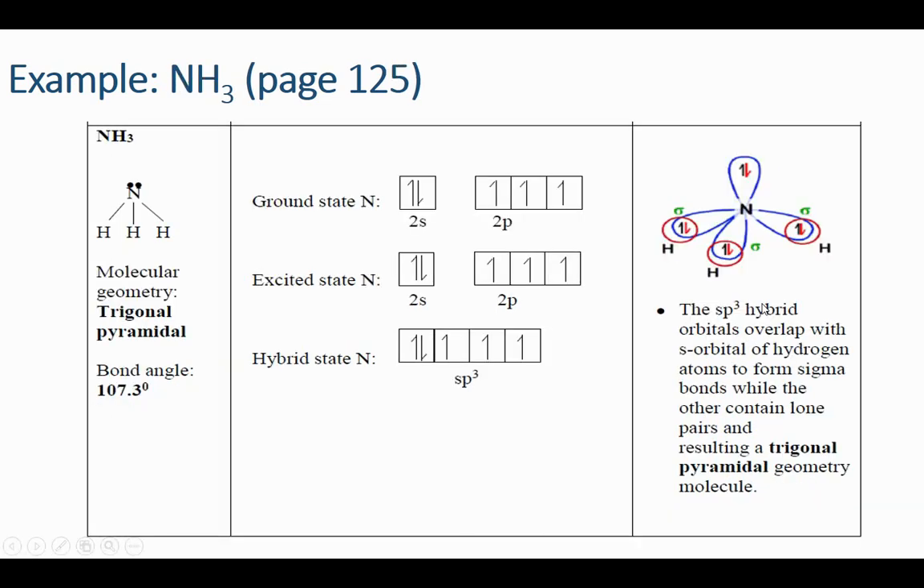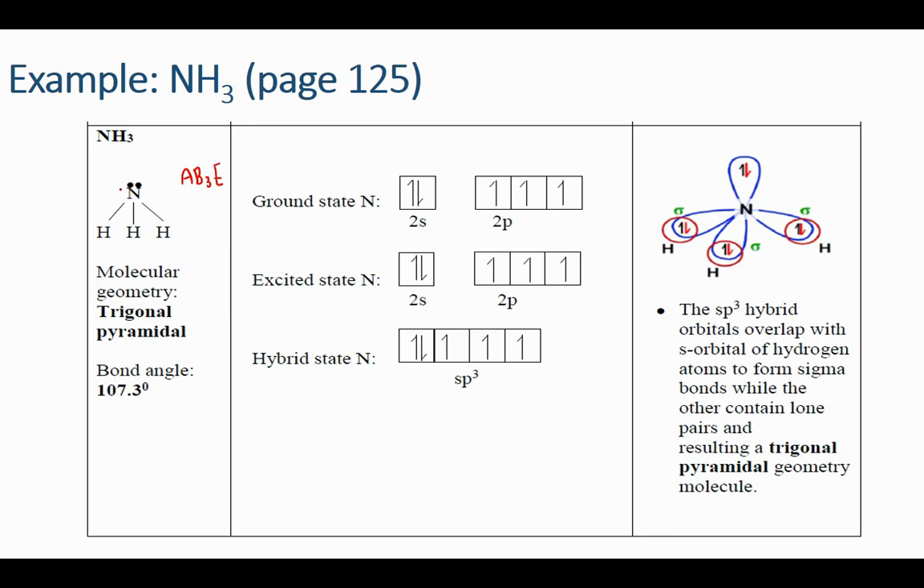Now let's look at the next example, ammonia. First draw the Lewis structure. After you draw the Lewis structure, we can see that the shape here is AB3E. So the shape is trigonal pyramidal and the bond angle is 107.3 degrees. So, at the ground state of nitrogen, there are 5 valence electrons.